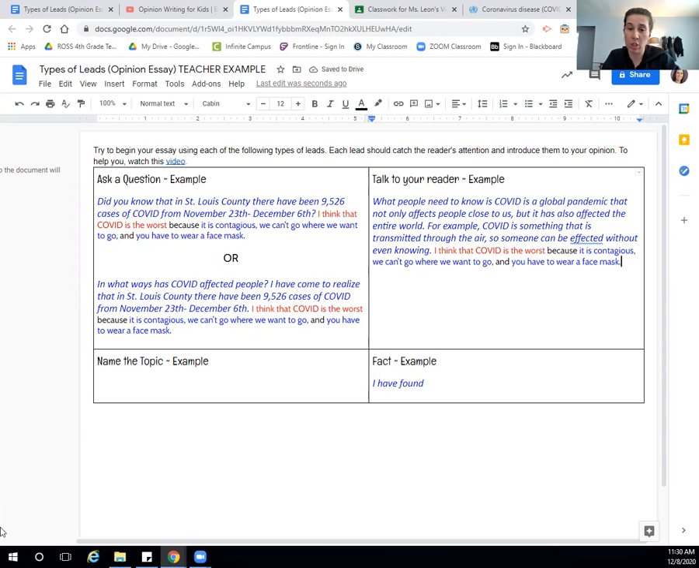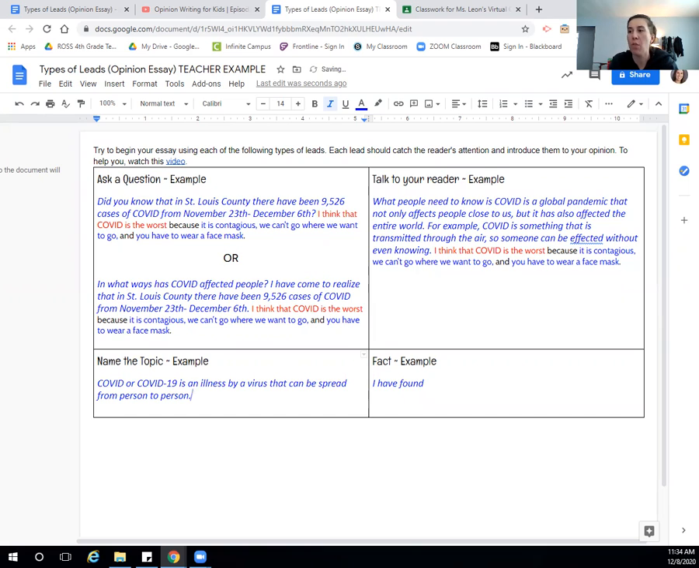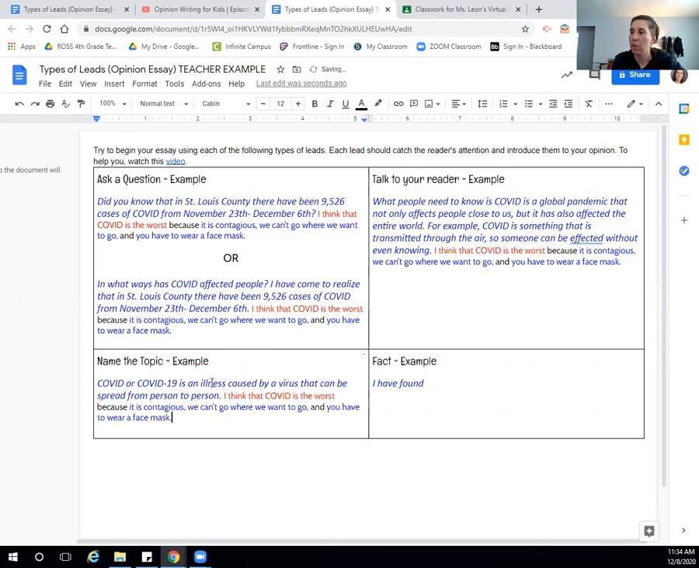Another way we can do this is just name the topic. So we can just go bam and name what it is. So our topic, for example, is COVID. So I'm just going to name the topic and say COVID or COVID-19 is an illness caused by a virus that can be spread from person to person. And then it's important again that after which that you copy and then you paste your thesis statement, your opinion, and then your reasons behind the opinion.